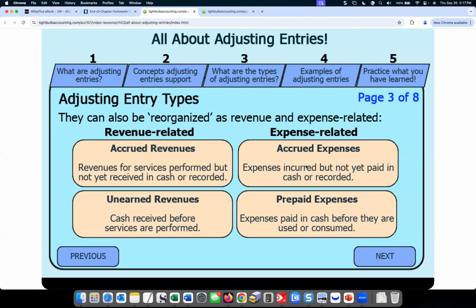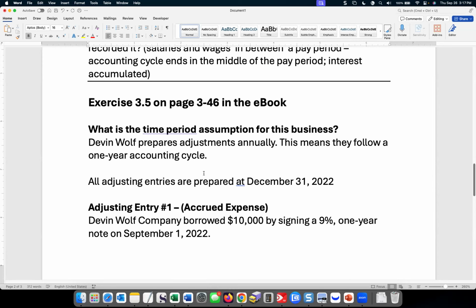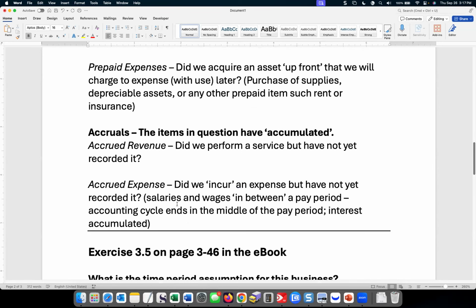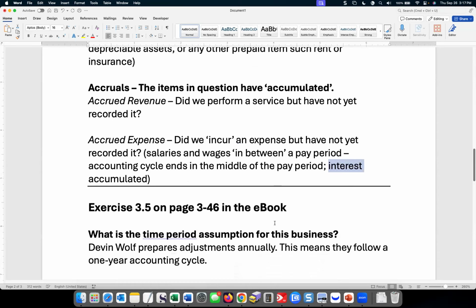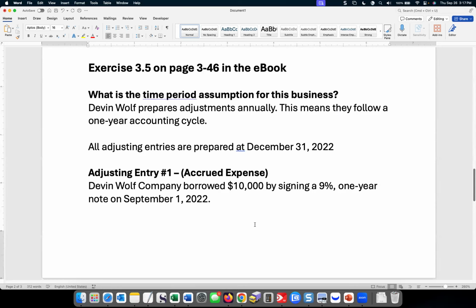Now, are we talking about an accrued expense, where the expense builds up over time, or a prepaid expense, where we put something on the books as an asset and then start charging it to expense as we use it up? It's an accrued expense. That's the one that makes most sense. In fact, we're talking about interest here, so I'm going to put right here an accrued expense. That's the type. If you go up here, when we talked about accrued expenses, interest was one of the examples, interest accumulated.